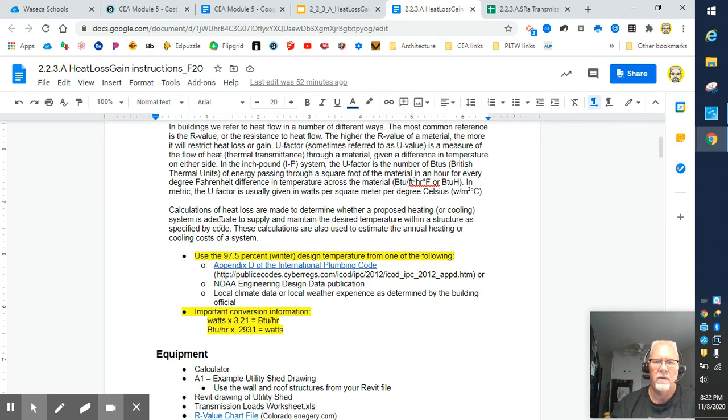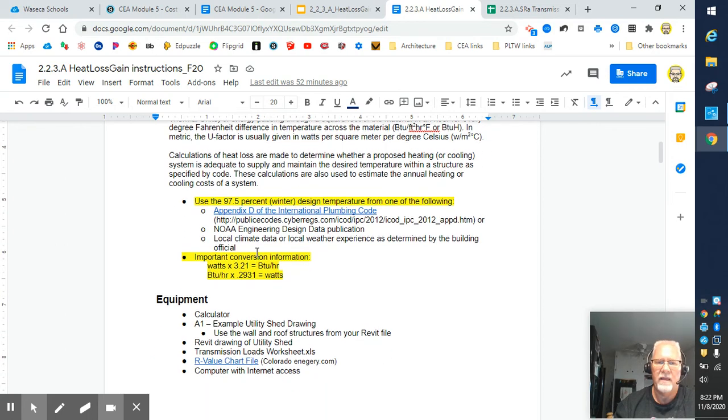So what you're going to be doing is calculating this heat loss and gain for our shed structure. Calculations of the heat loss and gain are made to determine whether a proposed heating or cooling system is adequate to supply and to maintain desired temperature within a structure as specified by codes. Now, these calculations are also used to estimate the annual heating and cooling costs of a system.